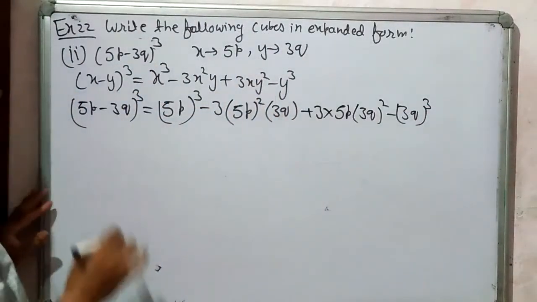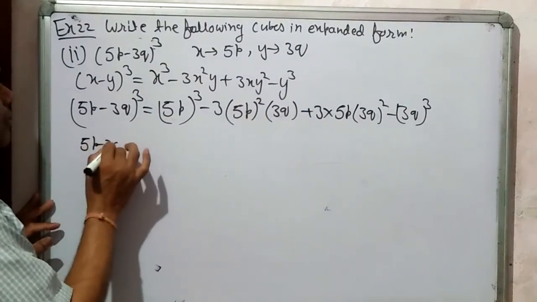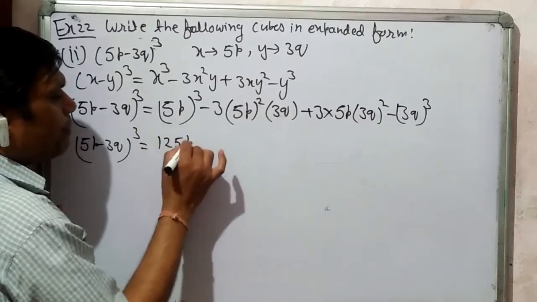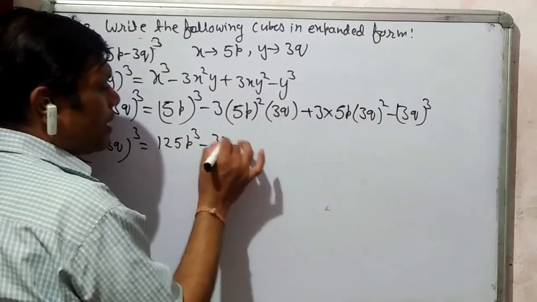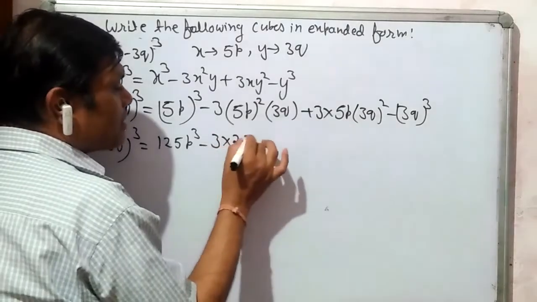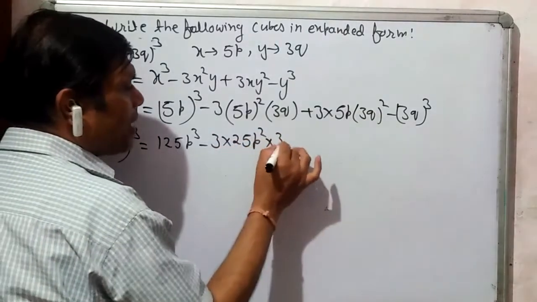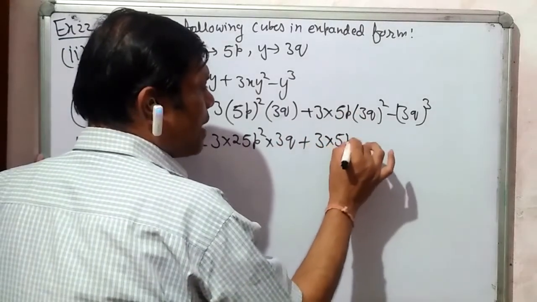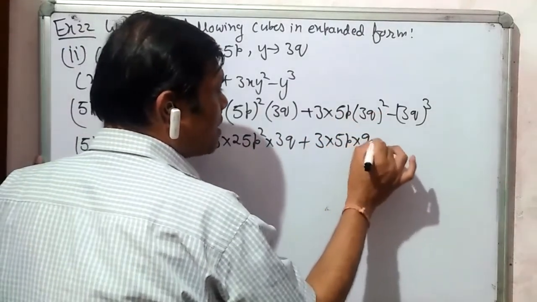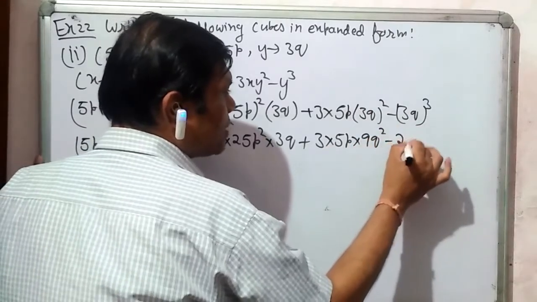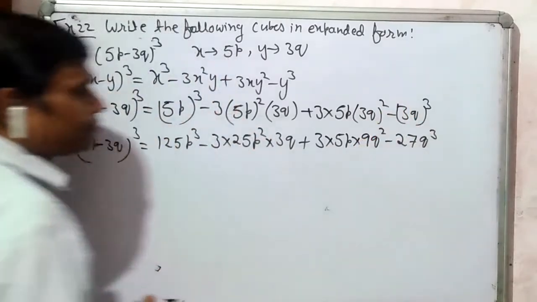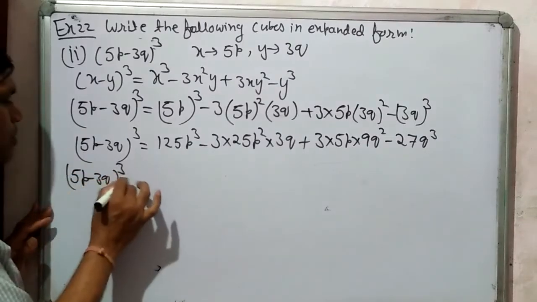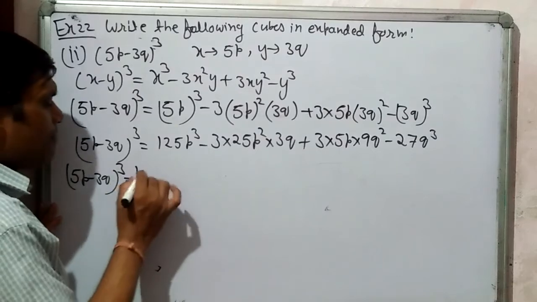Solve this out. We have to do the squares and the cubes first. So what we are getting is 5 cube is 125p cube. 3 multiplied by the square of 5, which is 25p square, multiplied by 3q cube. That's 3 multiplied by 5p multiplied by 3 square, which is 9q square. 3 cube is 27q cube. What does that give us? 5p minus 3q cube whole cube: 125p cube as such.